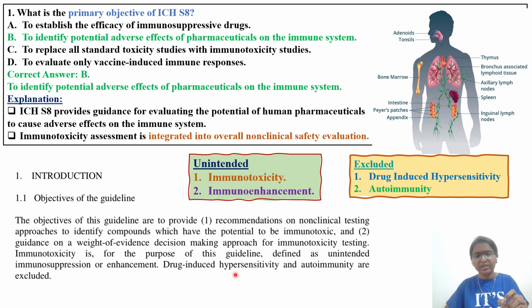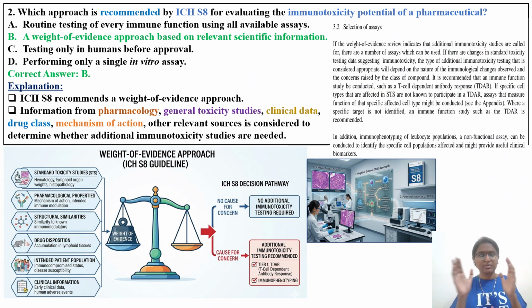Pause the video. I would request you to go and check which drugs are involved. For example, I told you about beta-lactam antibiotics and penicillin. Similarly, you make a list of drugs which are going to cause autoimmunity. Like that you can remember. So the excluded things are drug-induced hypersensitivity as well as autoimmunity. So that was the first question that we discussed, about the objective and scope: what does this ICH S8 guideline cover? Now we'll see the second question.